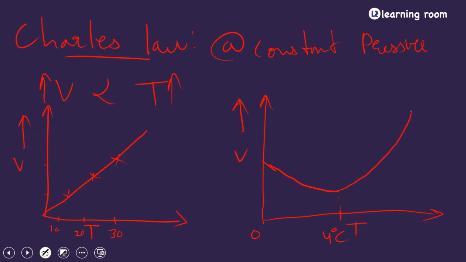So what is happening is, from 0 to 4 degrees Celsius the volume is decreasing, means the density is becoming more. Volume is decreasing, it is becoming more dense. So ice is not melting, ice is becoming more compressed till 4 degrees Celsius.